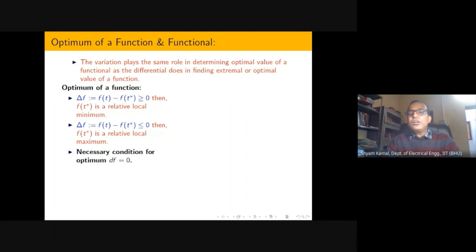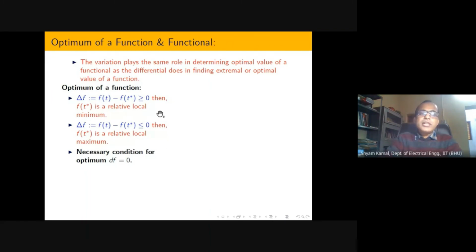So with the help of the differential, basically we are talking about maxima and minima. Similarly, with the help of the variation, we are going to talk about the extremum, or you can say the optimal value, of some kind of functional. Let us first try to understand the calculus problem, and after that we are going to tell the same kind of things for the optimal control problem.